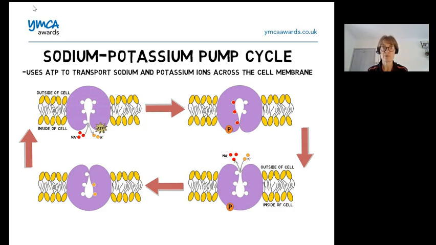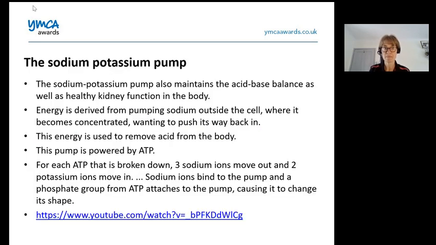So remember, this requires ATP to transport sodium and potassium ions across the cell membrane. 3 sodium out, 2 potassium in. This sodium potassium pump also maintains the pH, that's the acid base balance, as well as healthy kidney function in the body. So it helps with homeostasis to maintain the correct level of acid base balance.